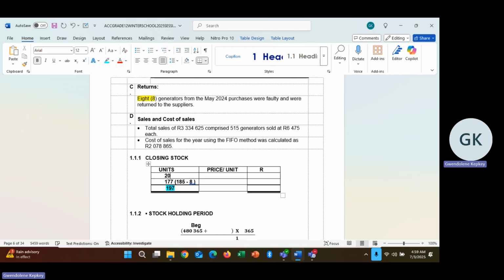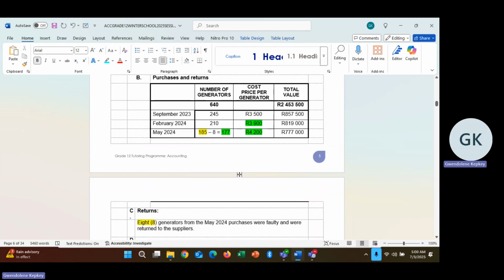How do I know that? Because I'm working bottom up, and the minute I work bottom up, I will take the 197, take off the 177. Then I know I must have 20 items left for the month of Feb. Now I'm going to include the unit price. If you can recall, 3,900, and then for the month of May, the unit price is 4,200.